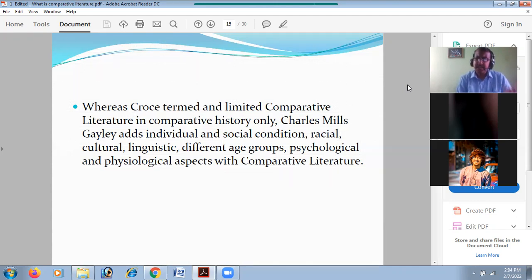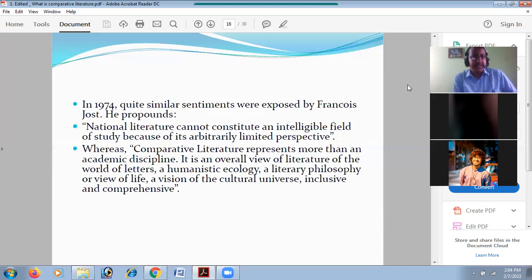So Charles Mills Gayley put so many subjects that are included in comparative literature. In 1974, quite similar sentiments were expressed by Francois Jost, another critic. He said that national literature cannot constitute an intelligible field of study because of its arbitrarily limited perspectives. If we want to judge a national literature in one perspective, that means the national perspective is the personal perspective, and that perspective is very much arbitrarily put.